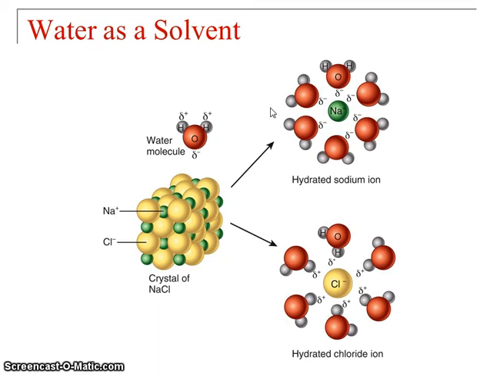Okay. So here's an example of showing it as a solvent. You have table salt, and when it gets in water, it dissolves. They dissociate, the molecules separate. You've got your positive sodium, and it's surrounded by negatively charged oxygens. You've got your negative chlorine, and it's surrounded by the positive hydrogens. So it dissolves salt.